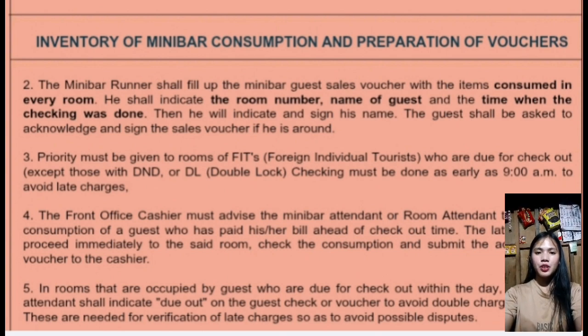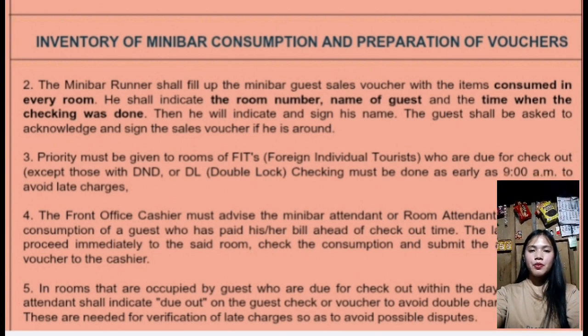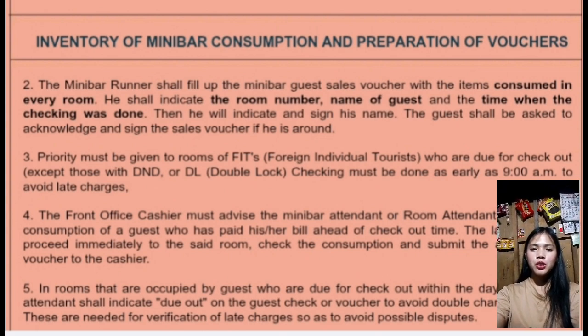So priority is given to the guests checking out, especially foreign individual tourists, to avoid late charges. Checks for these guests should be completed by 9 a.m. Rooms with do not disturb or double lock status are checked later. The front office cashier informs the minibar attendant or room attendant about guests who have prepaid their bills, so the attendant checks consumptions and submits the completed voucher to the cashier. For guests checking out, the minibar attendant notes due out on the guest check or voucher to prevent double charging, so this prevents billing disputes.